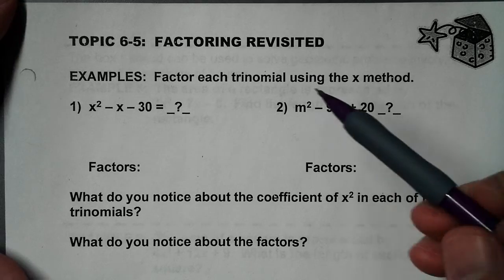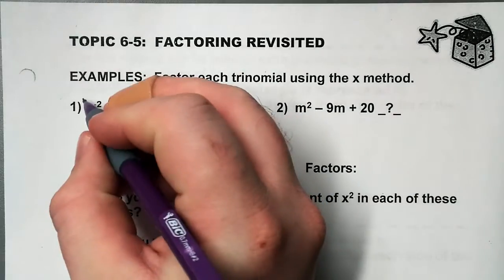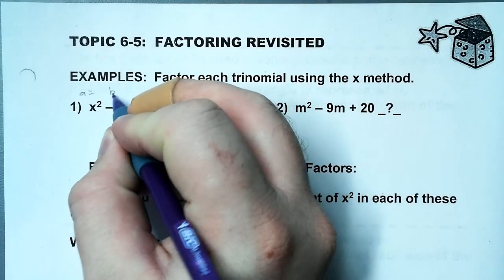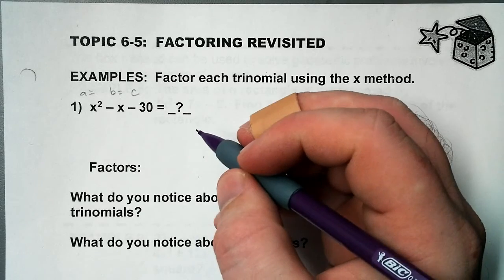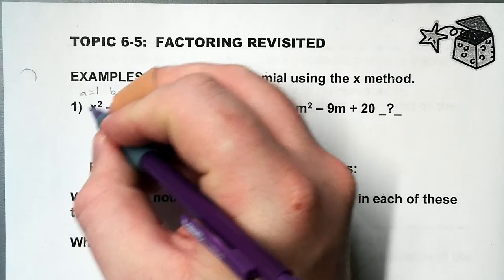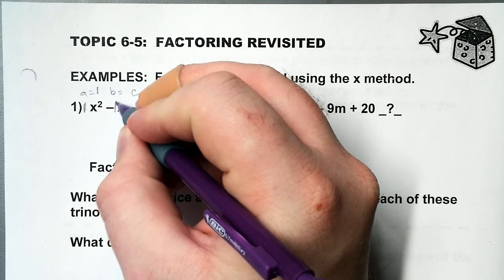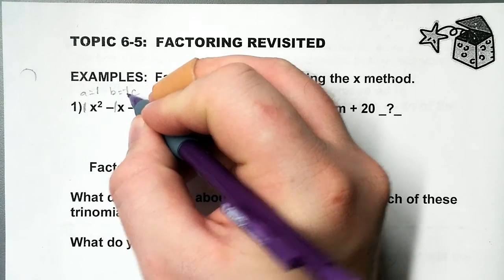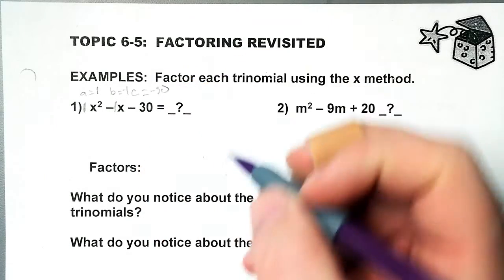It says factor each trinomial using the X method. Okay, we remember the X method. We take A, B, and C. We do the large X, and we plug in our values, right? Our A value there is 1. It's that sneaky 1. Our B value has a minus sign. It's also a sneaky 1, so it's negative 1. Our C value is negative 30.